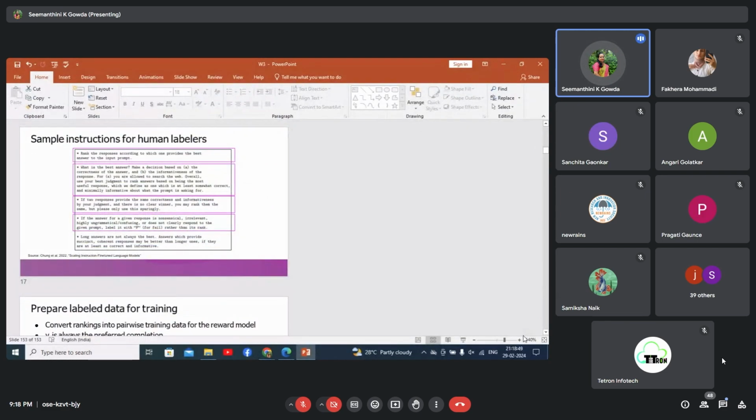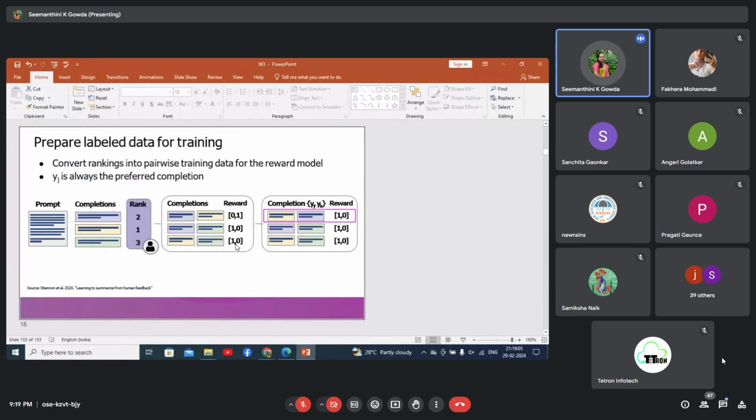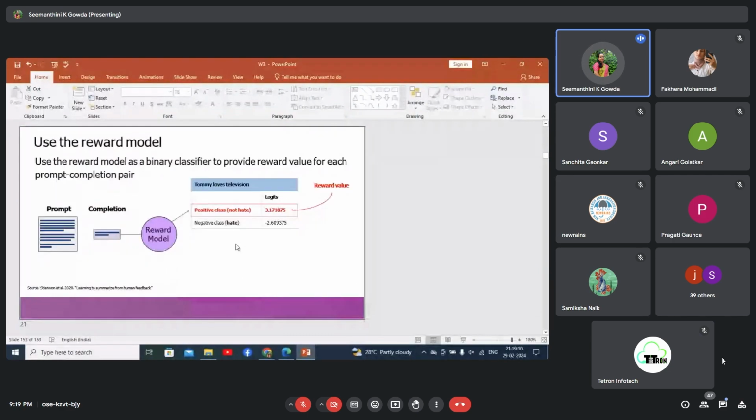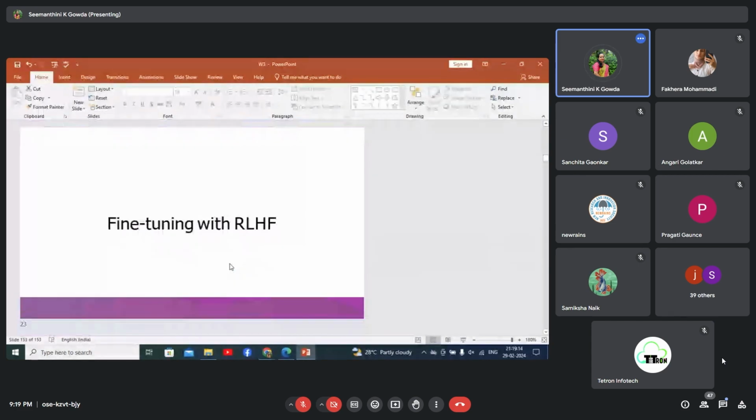Sample instructions for human laborers you can observe. What is the best answer? It should be informative. You can search the web. It should be best judgment, right? Like that, some of the positive inputs will be taken, and based on that, the LLM will be trained and rewarded. Training and reward points will be given based on the human feedback as a positive class or a negative class, right?